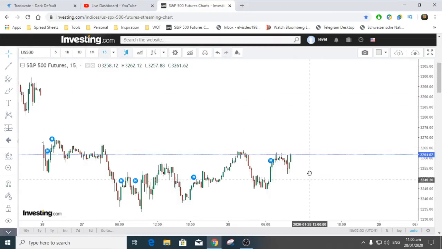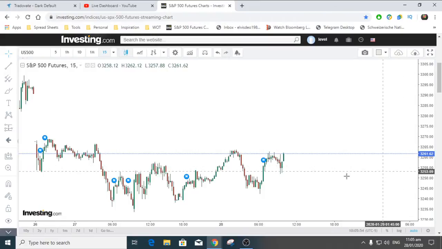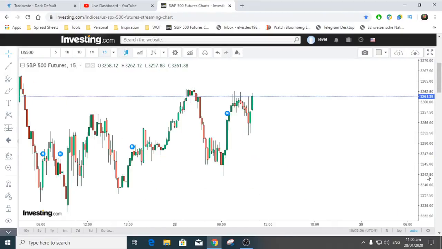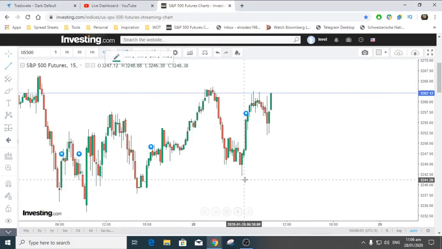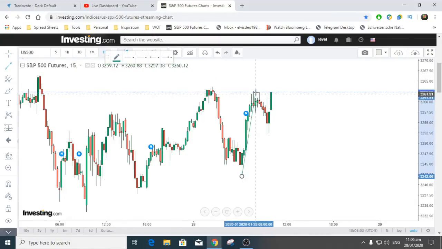Right, you can see a liquidity pop there. You're actually seeing that liquidity pop setting up. Simple, simple, simple. Always keep life simple.